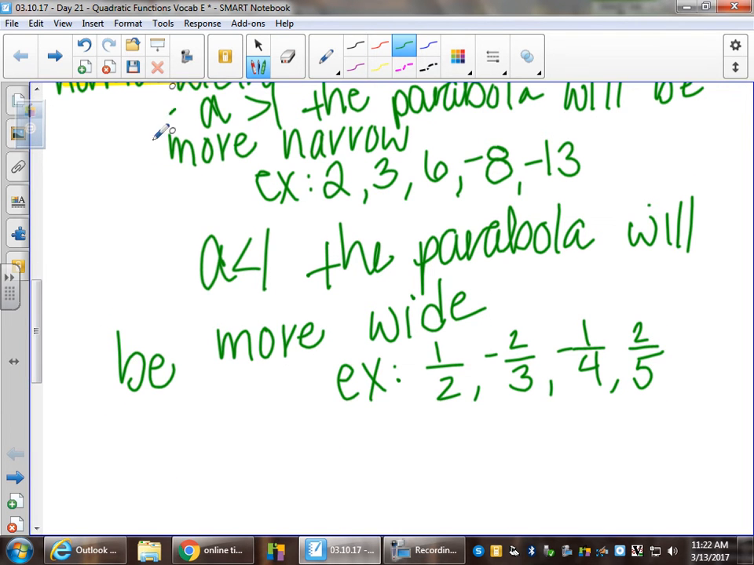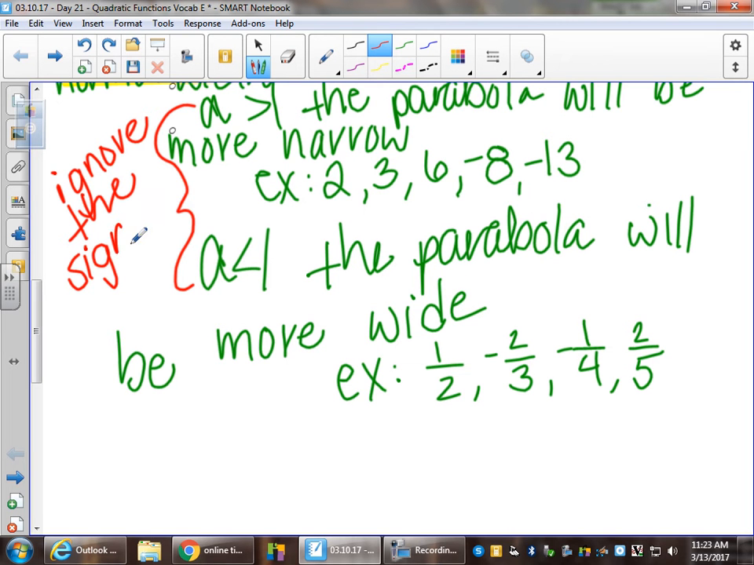So under that, or to the side, just so that you remember, for these two bullets, ignore the sign of A. So if it's negative, it doesn't matter. Look at it as a positive number. Okay?